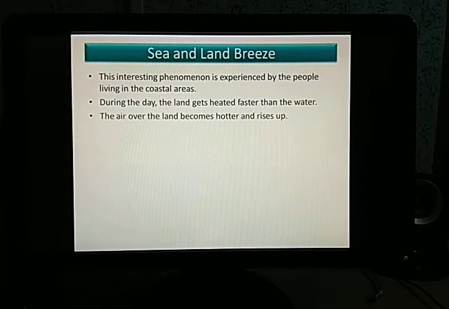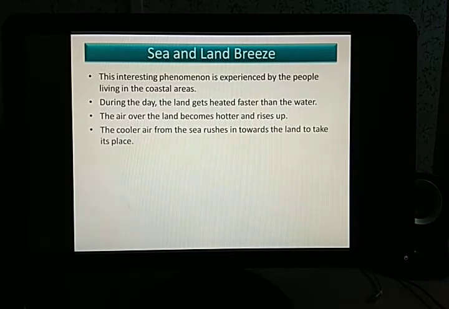Now the air over the land becomes hotter and rises up. As soon as the land starts heating up, the air just above that land mass gets heated up. As a result, the hot air will rise up. We all know this phenomenon.